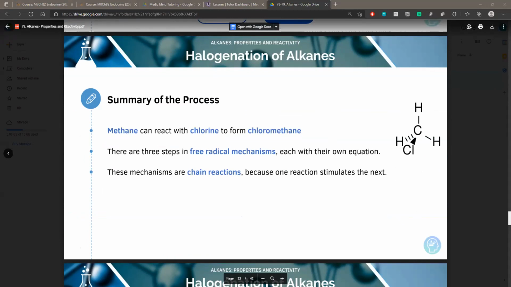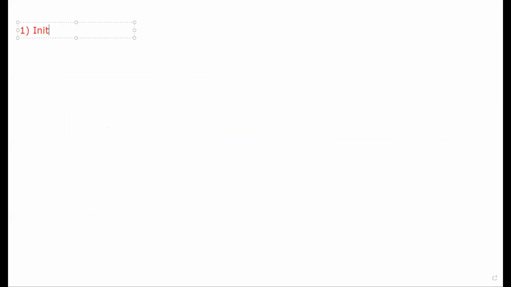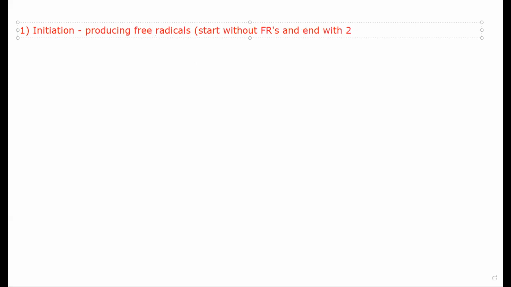So you have 3 steps. Step 1 is initiation. And we know this from basically the principle to this is initiation, you are producing free radicals. So start without FRs and end with 2 FRs.